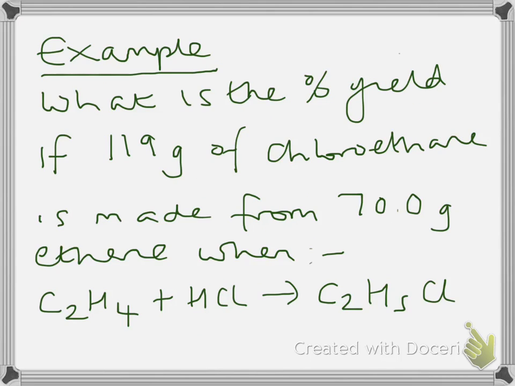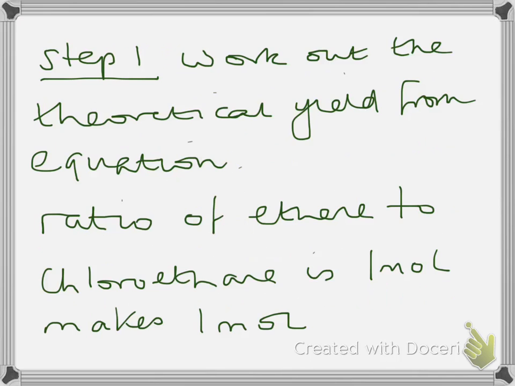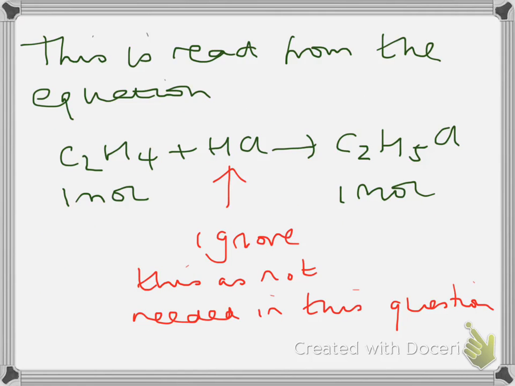An example then: what is the percentage yield if 119 grams of chloroethane is made from 70.0 grams of ethene, when the equation for this reaction is C2H4 plus HCl goes to C2H5Cl? The first thing to do is to work out the theoretical yield from your equation. So if we look at the equation, we'll see the ratio of ethene to chloroethane is 1 mole makes 1 mole. This is often called a 1-to-1 ratio.